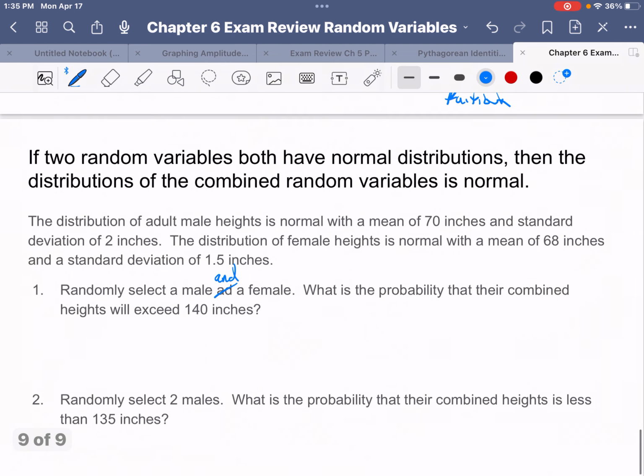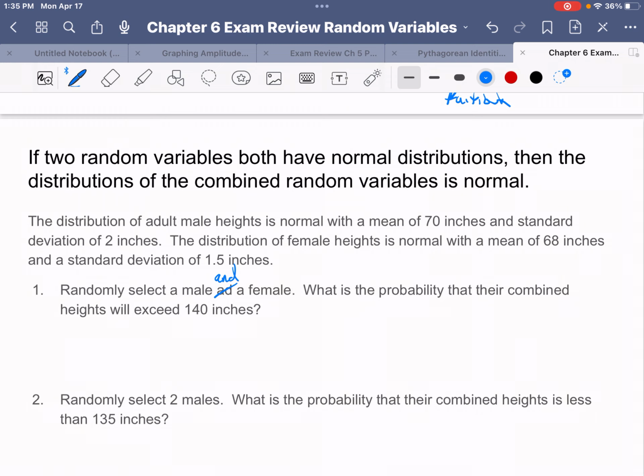Last slide, free response type questions. If two random variables both have normal distributions, then if you combine those two random variables, you will get a normal distribution. So let's take a look at two examples. If these were multiple choice questions, you'd be able to just answer these with normal CDF. But if they're free response, we need to talk about what you would have to do here.